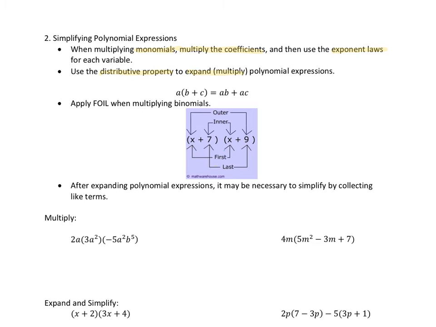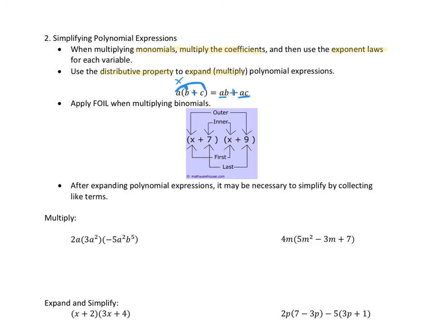So when we have something like a times, and then in brackets b plus c, we're going to take the coefficient on the outside of our brackets, and we're going to multiply it by everything inside of our brackets. So a times b is going to be ab plus, so plus over here, a times c is ac. Okay, so that's if we have a monomial outside a set of brackets, we distribute it in by multiplying it.